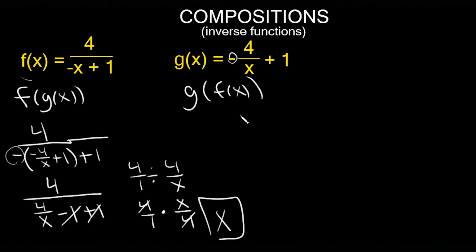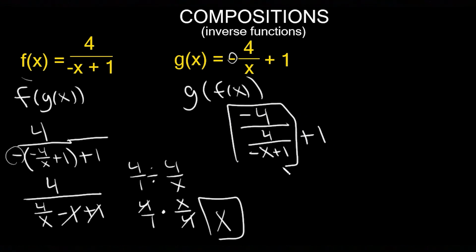So I'm going to say here, negative 4. Now here's my x. I have to plug in my entire f of x function. So I'm going to put 4 divided by negative x plus 1. And then finally, I have this plus 1 still here, right? So plus 1. So what you want to do in this problem is take care of this part here first. It will probably simplify down, and then we can go ahead and go from there.